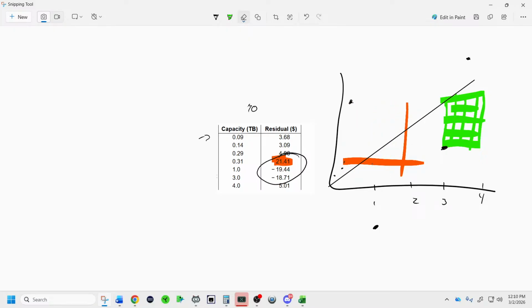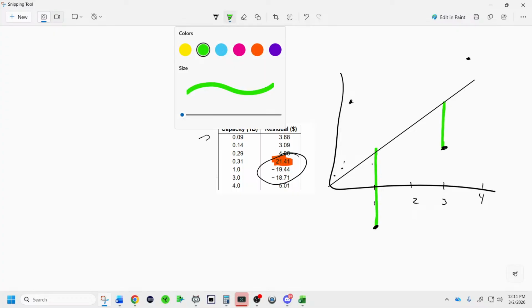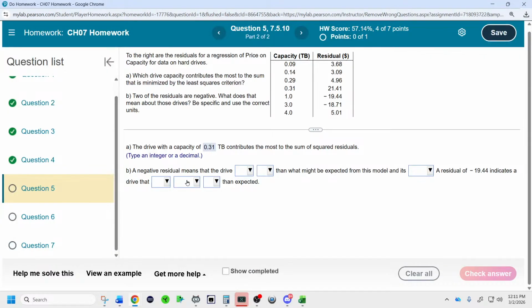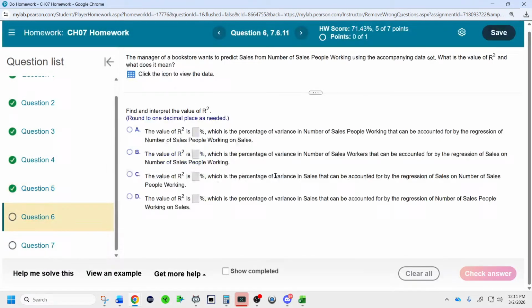A negative residual is going to be like this green one right here. This is a negative residual. This is the predicted model right here. So it would mean it costs less than predicted. A negative residual means that the drive costs less than predicted and might be expected from a capacity of this amount. A residual of negative 19.44 indicates that the drive costs this many dollars less than expected because we're predicting the price from the capacity.